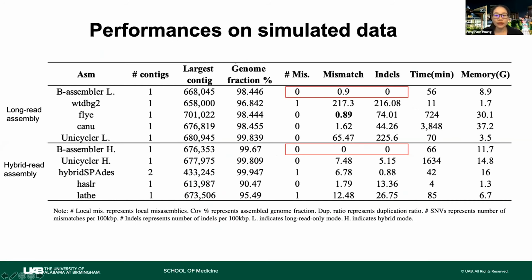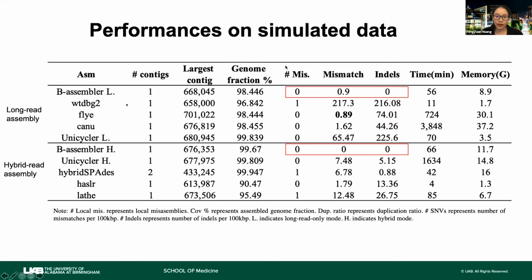We first took some simulation data and compared with other long read assemblers, WTDBG2, Flye, and Canu, and hybrid assemblers, Unicycler, Hybrid SPAdes, HASLR, and LRScaf. The performance was evaluated by QUAST, and all assemblers except Hybrid SPAdes generated one complete contig. WTDBG2, Hybrid SPAdes, and LRScaf got one misassembly, which represents a large scale assembly error. And the base accuracy was measured by the number of mismatches and indels per 100 kilobase pairs.